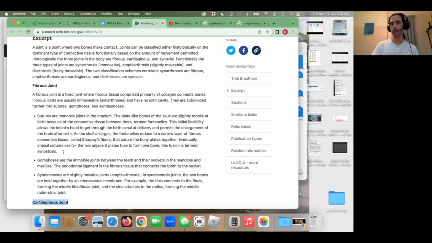Fibrous. Okay, so it's actually the other way around. Fibrous has little to no movement. So that's synarthrotic, not syndesmotic. Syndesmosis is a type of fibrous joint. And then cartilaginous would be somewhat movable.